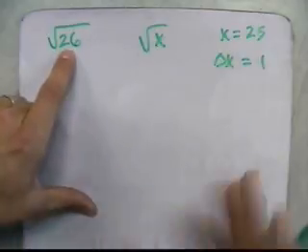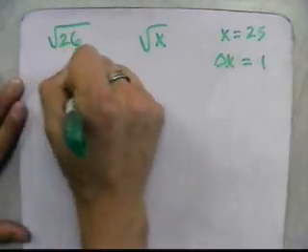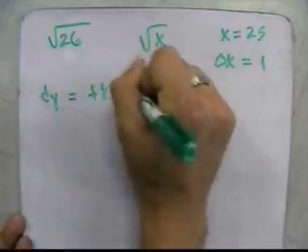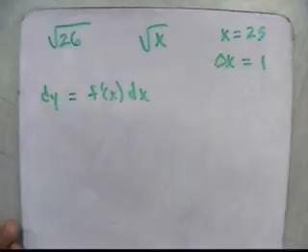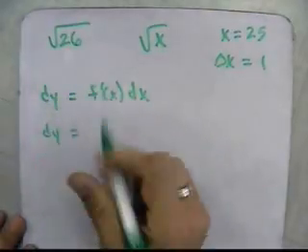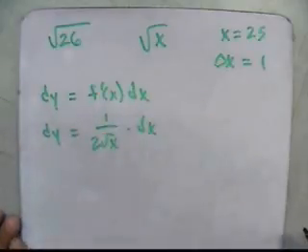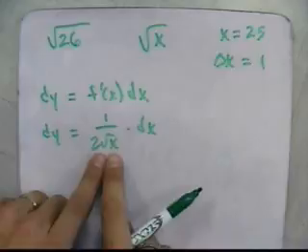Okay, so when I plug this into my little function here, my dy, this is just my approximation for this. This is going to be f prime of x dx. We're always starting out with that generic differential. This is a generic differential equation. Okay, so dy is going to equal f prime, which we already got, 1 over 2 square root of x multiplied by dx.